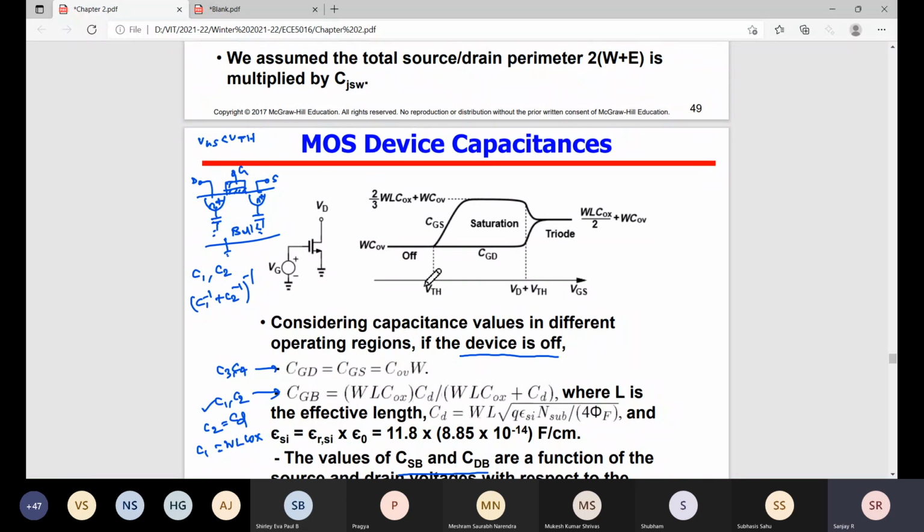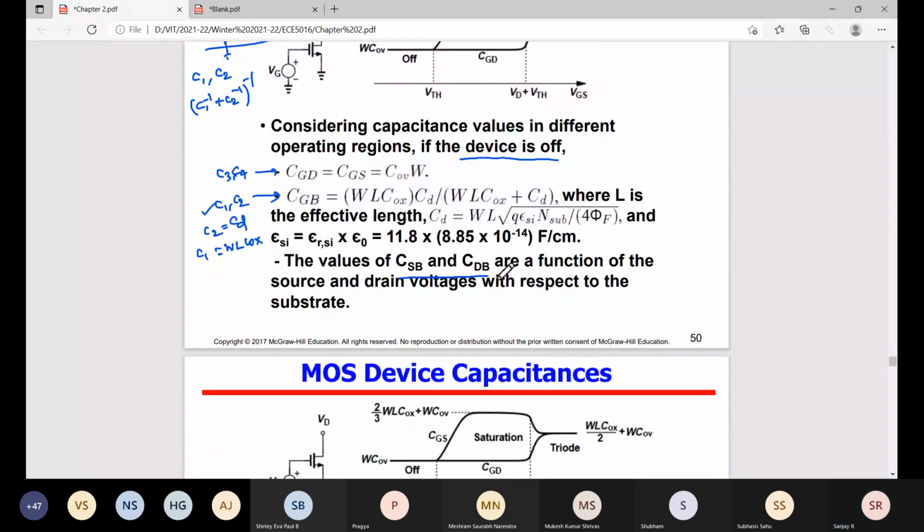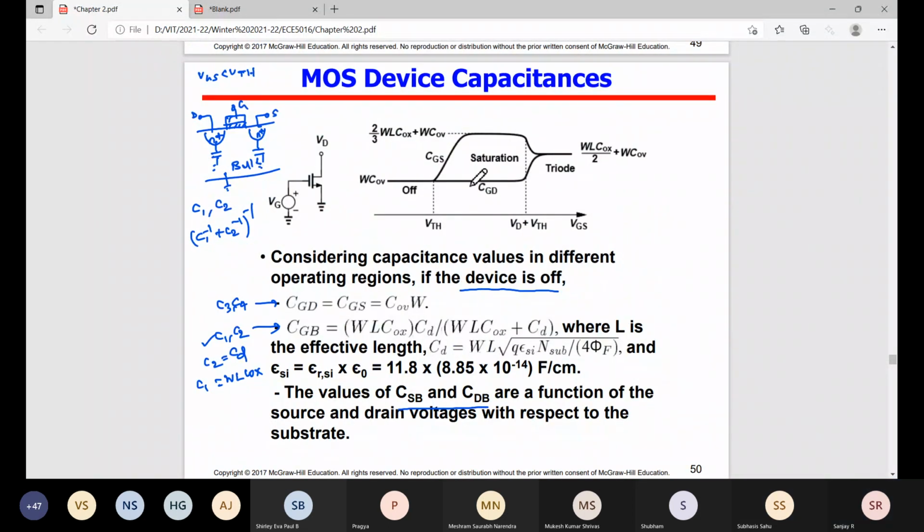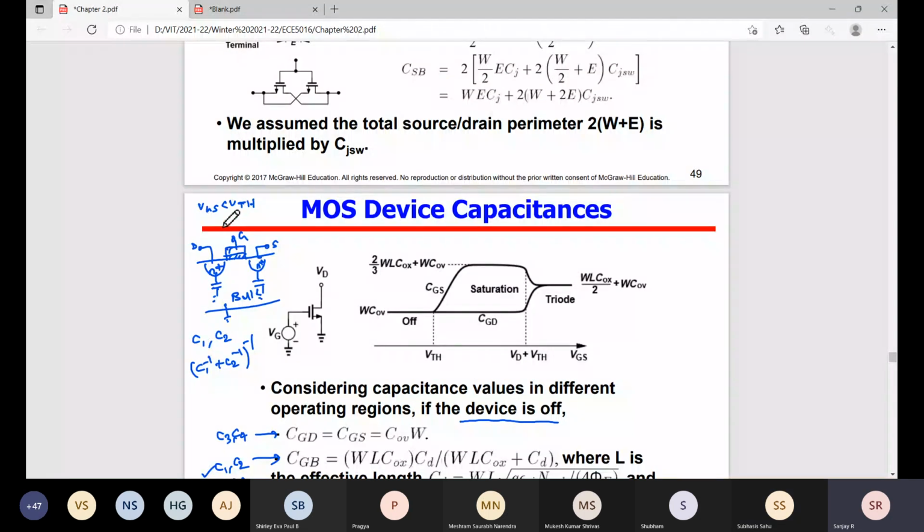What are the different capacitances in the off condition? Sir, this curve I will explain later. In the off condition, the channel is not fully formed.